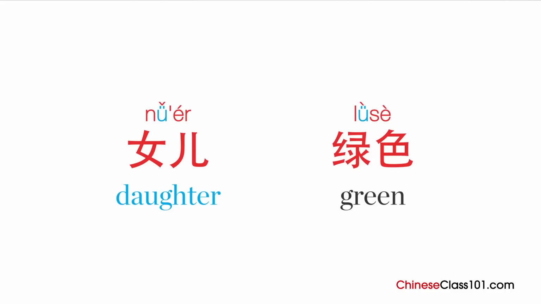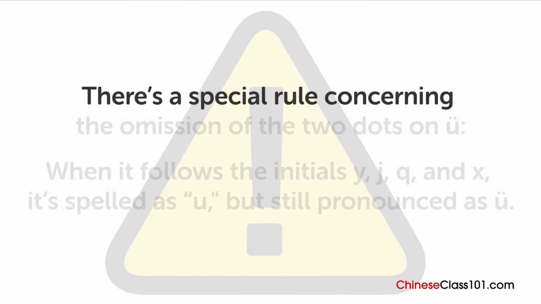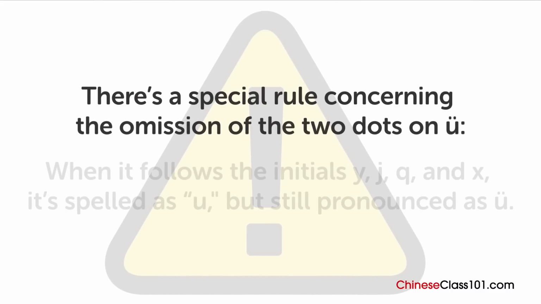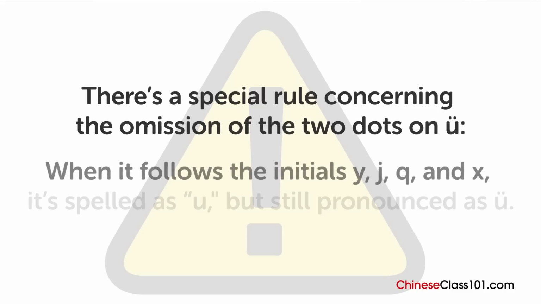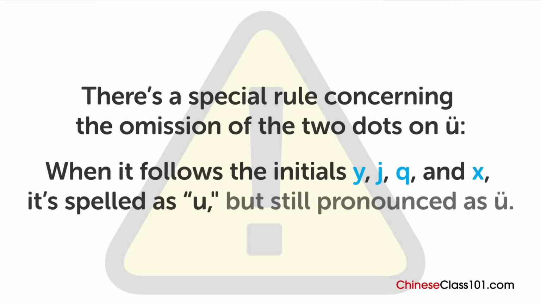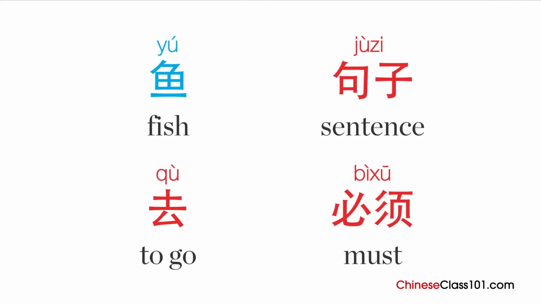Unlike the vowel u, ü has 2 little dots on top. To make this sound, try to round up your lips as much as you can. For example, nǚ'ér, lǜsè. There's a special rule concerning the omission of the 2 dots on ü. When it follows the initials y, j, q, and x, it's spelled as u, but still pronounced as ü. For example, yú, jùzi, qù, and bìxū.